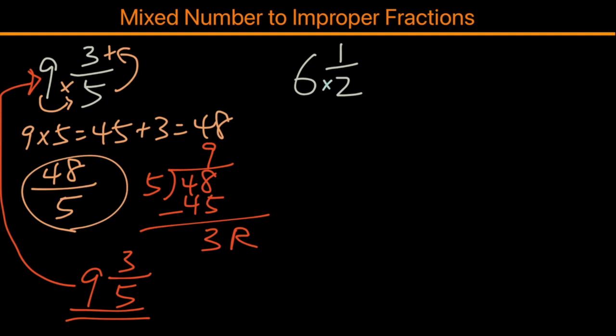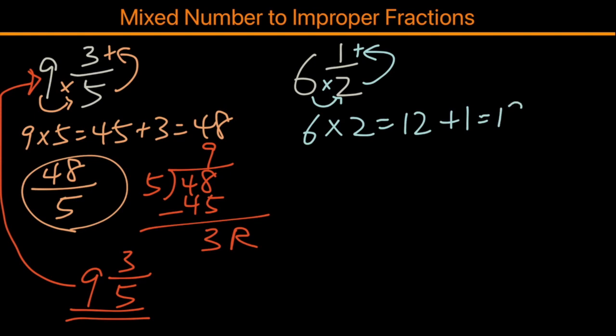So we're going to take 6 times 2. Then we're going to add the 1. So we have total is 13. So the answer is 13 over 2.